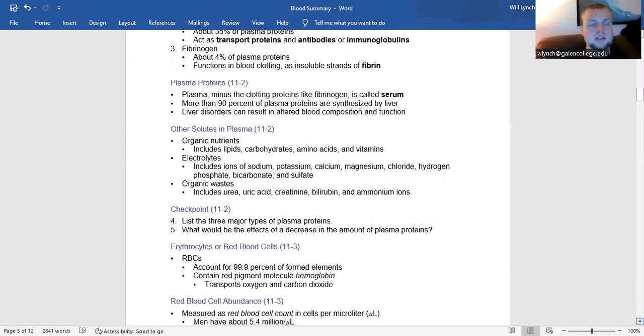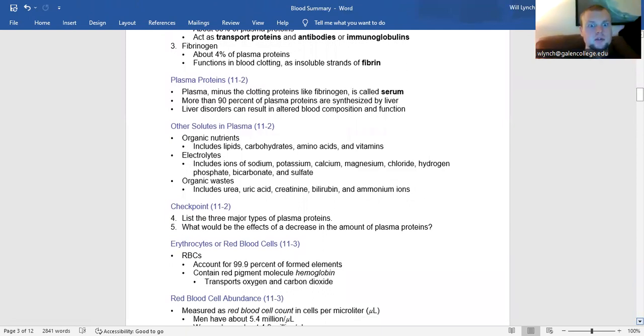Other solutes in the plasma besides plasma proteins, we have organic nutrients. These are going to be the nutrients taken up by the intestines, such as carbohydrates, lipids, amino acids, vitamins, and minerals. We have electrolytes in the form of ions. These are going to be, in no particular order: sodium, potassium, calcium, magnesium, chloride, hydrogen, and then buffers like phosphate, bicarbonate, and sulfate. We have the organic wastes, which are made by metabolism, such as uric acid, ammonium, bilirubin, urea, things of that nature.